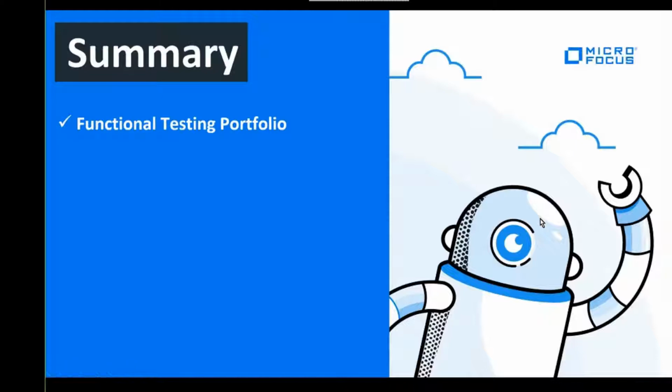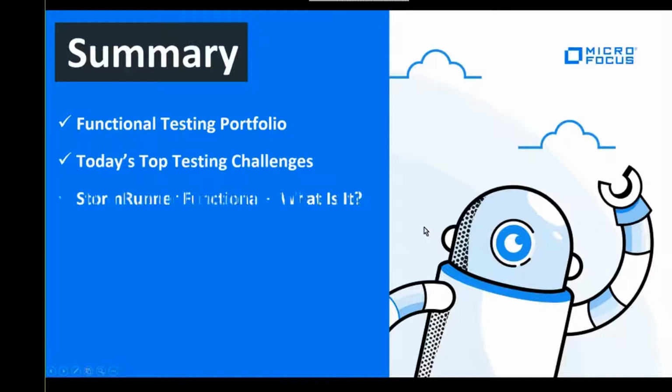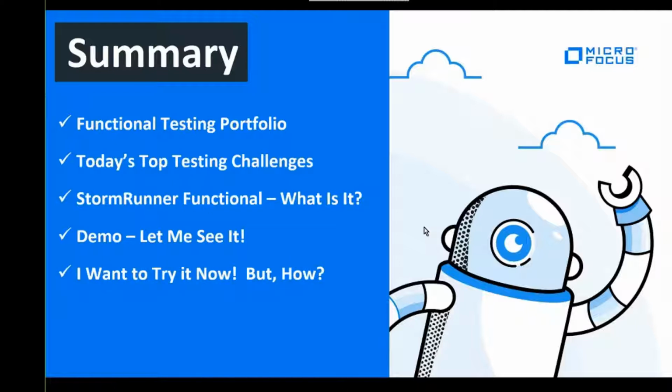So we talked about the different portfolio and how StormRunner Functional is an extension to the functional testing solutions that we have to offer specifically for on-prem, but now being able to access more of the cloud environments. Those top testing challenges that StormRunner Functional can help to address, what exactly it can do from a features perspective, being able to see the demo environment live.